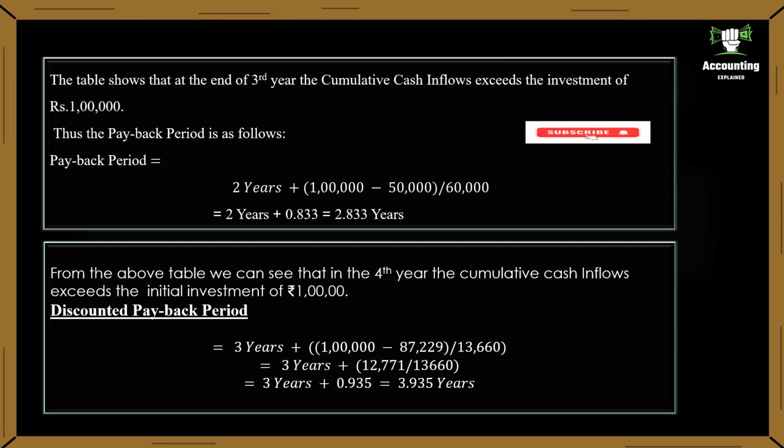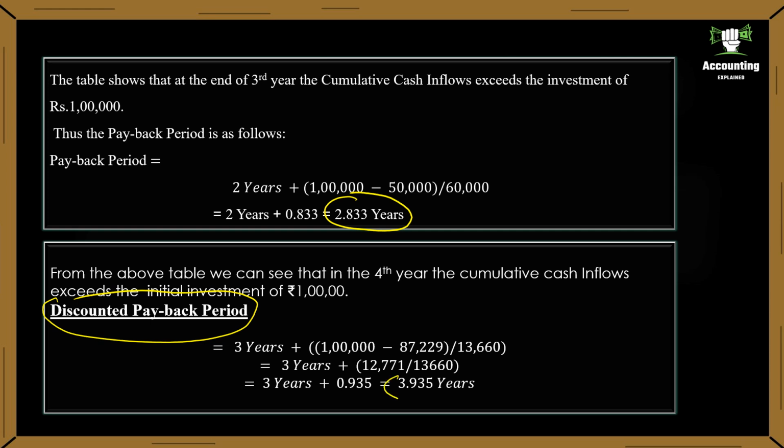Using the traditional payback period, we got a payback period of 2.833 years without considering the time value of money. After considering the time value of money, the discounted payback period is 3.935 years. So now the payback period has increased when we consider the time value of money. So the discounted payback period method is the accurate way of finding out the payback period of our investment.